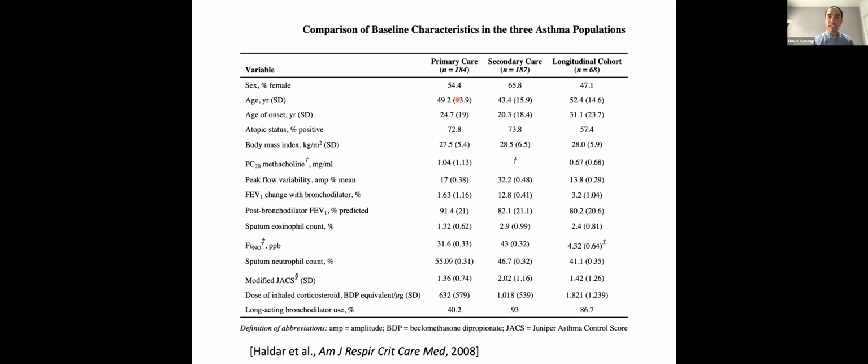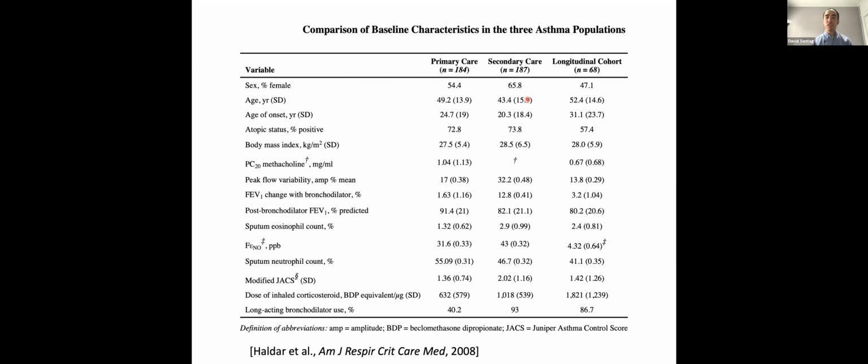The age distributions were relatively similar, an average of 49 years old in the primary care cohort, an average of 43 years old in the secondary care cohort, and so on. And so this just gives us some intuition about who the individuals are. But there's been no clustering yet.